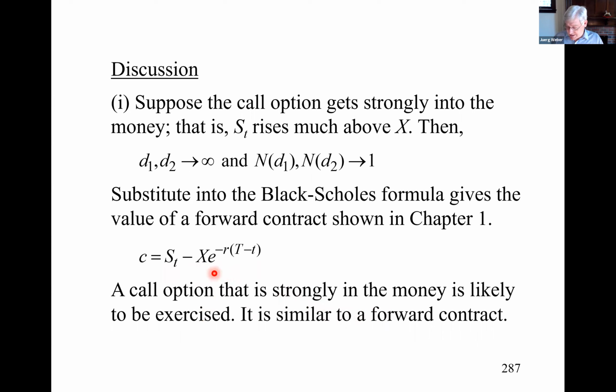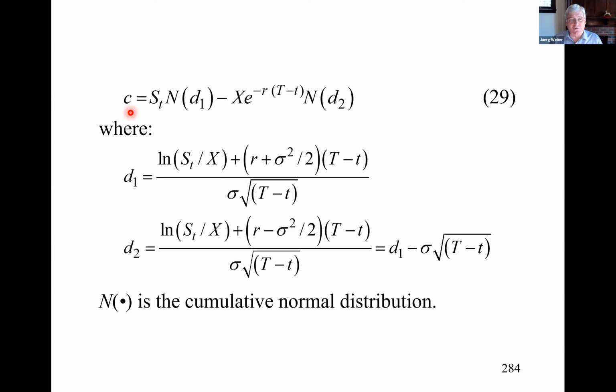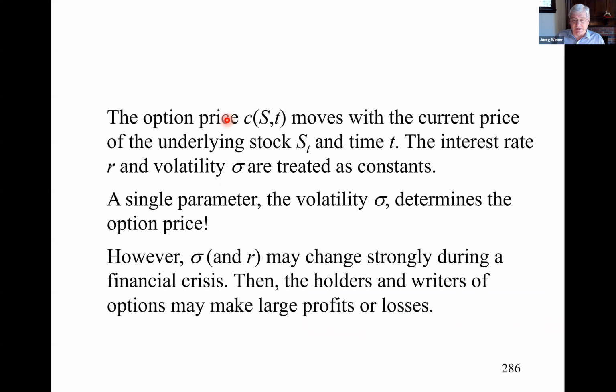So it makes sense. The solution here makes sense. This becomes the formula for the forward contract if S really rises very much above X. Then it's very likely that we exercise, and the forward contract we must exercise. So it really amounts to the same thing.